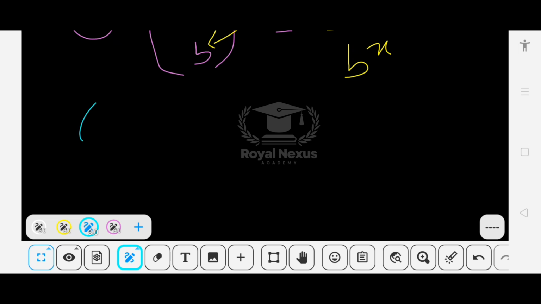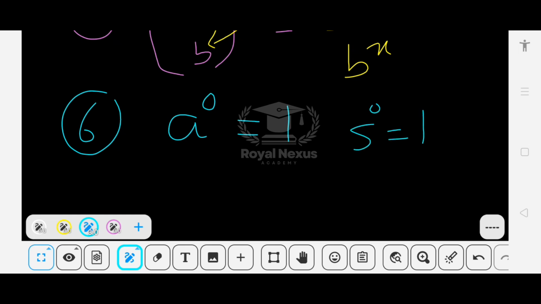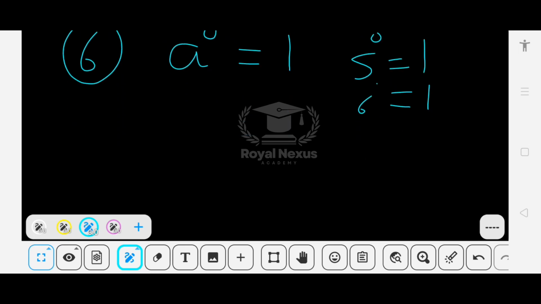The sixth rule of power states that when a is raised to the power 0, the answer will always be 1. It's called the zero exponent rule. And what does that mean? It means that when any number is raised to the power 0, the answer will always be 1. Like 5 raised to the power 0 is 1, 6 raised to the power 0 is 1. So any number raised to the power 0, the answer will always be 1.